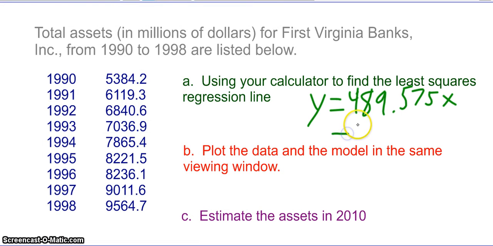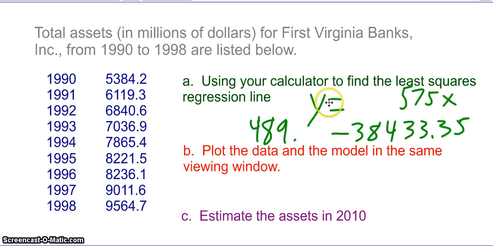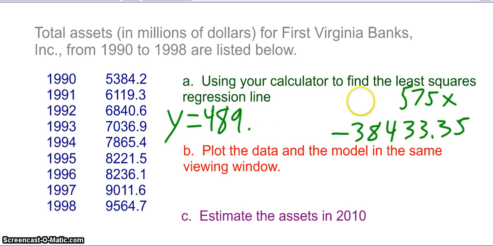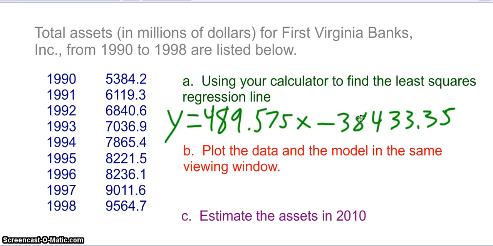So minus 38,433.35. So if I show all of this together, y equals... and so that's my equation of a line. So that is the least squares regression equation.